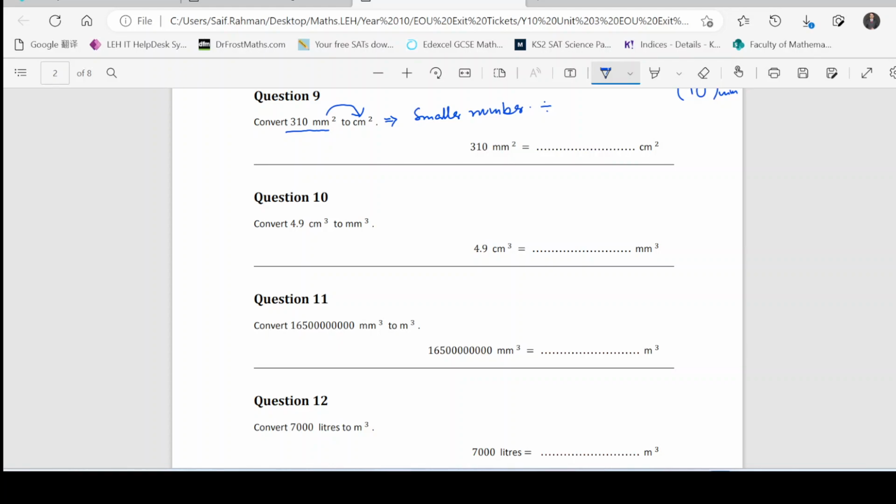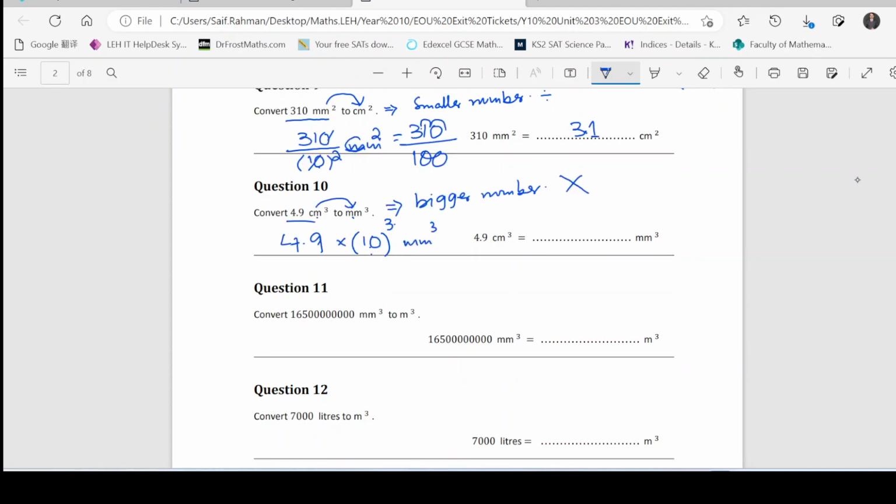Centimeter to millimeter, it's 10, and times cube, millimeter cube, right? So it's a cube. So we do 10 power cube. That means 10 times 10 times 10, and that gives us 1000. And we multiply 1000 with 4.9, it gives us 4900 millimeter cube, because we have to move this point 3 digits towards the right.